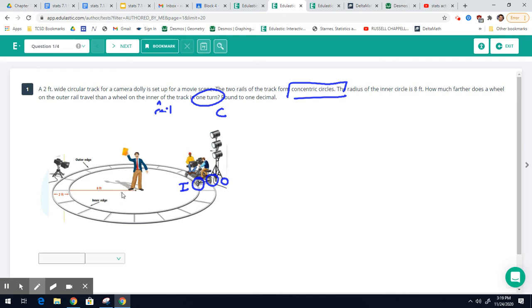So again, comparing circumferences. Now, each circle has its own radius. So yes, the inner circle has a radius of 8 feet. The outer circle goes a little bit further, right? So it goes 8 feet plus the 2, and 8 plus 2 gives you a radius of 10 feet. So to find how much further the outer wheel travels, you need to take the circumference of the outer wheel and subtract the circumference of the inner wheel.